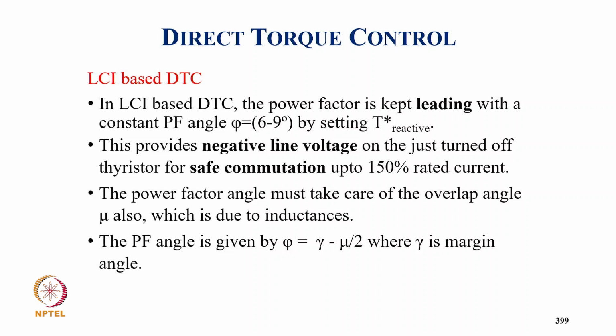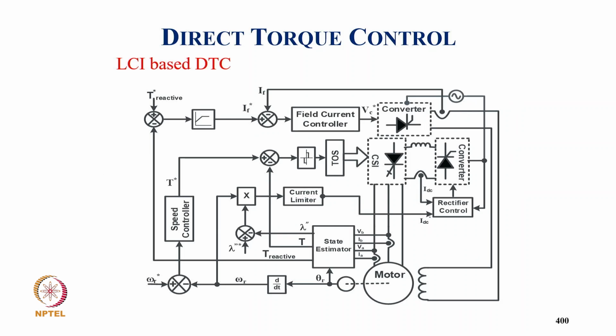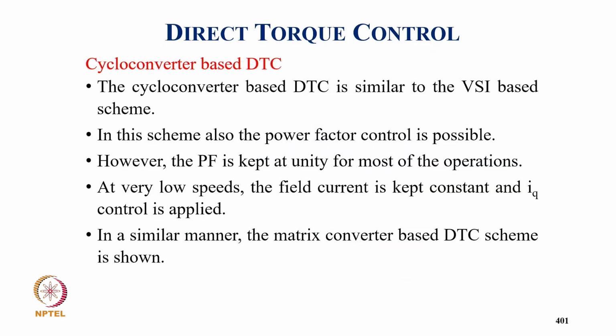So coming to line commutated inverter based DTC. In line commutator based DTC, the power factor is kept leading with a constant power factor angle phi equal to 6 to 9 degrees by setting T reactive star. This provides the negative line voltage to just turn off the thyristor for self commutation, safe commutation up to 150% of rated current. The power factor angle must take care of the overlap angle also, which is due to inductance. The power factor angle is given by phi equal to gamma minus mu by 2, where gamma is the margin angle. And this is typically the block diagram of a line commutator LCI fed drive.